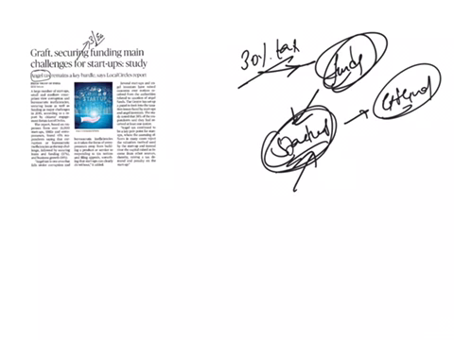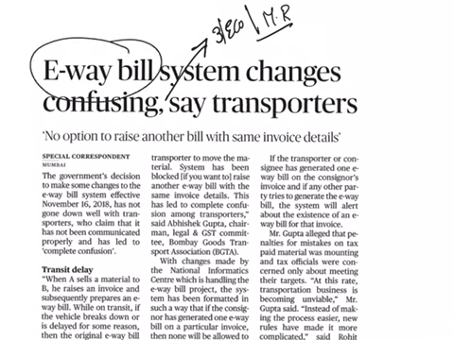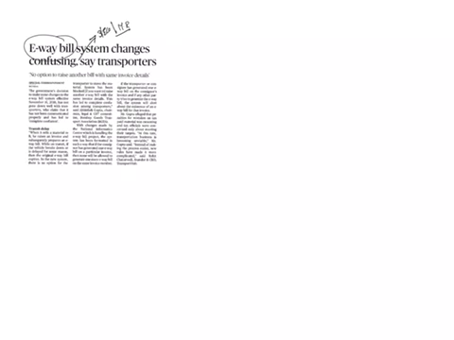The next article is "E-way bill system changes confusing, says transporter." This article comes under GS Paper 3 under the topic of economy and the subtopic is mobilization of resources. From this article, now we are going to see about a concept known as e-way bill. What is this e-way bill? It is an electronically generated bill. E-way bill is a short form for electronic way bill.